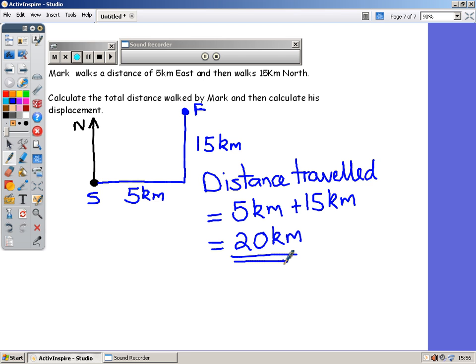The next bit's a bit more difficult, and that's to calculate the displacement. What we need to look at is where Mark finished his walk compared to where he started. Or another way to describe it is how far and in which direction would Mark need to walk from his start point to get to his finish point.